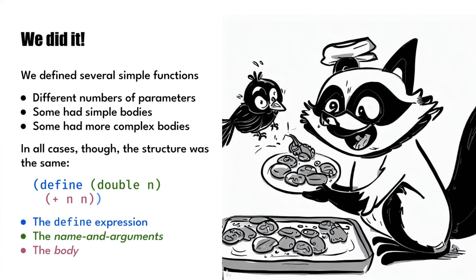So we did it. We defined several simple functions. Some had one parameter, and some had several. Some had simple bodies, and some had more complex bodies. In all cases, though, the structure was the same. We have an encompassing define expression that provides the structure for the entire definition. Then there's the name and argument section, which provides the name of the function, followed by as many parameter names as the function needs. Lastly, we have the body, which contains the actual logic of the function, telling the computer how to compute the desired result.